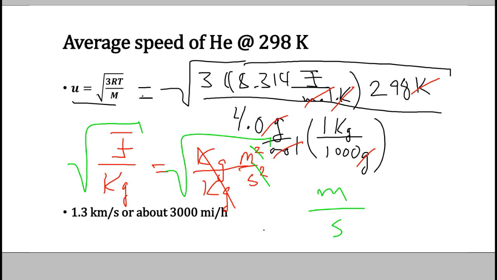You're going to get a very, very large number. So what you'll see is the average speed of helium at 298 K, which is room temperature, that an atom of helium is moving at 1.3 kilometers per second, or 3,000 miles per hour. So go ahead and plug that in your calculator. Make sure that you can get that.